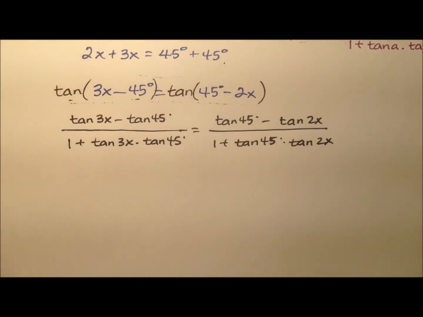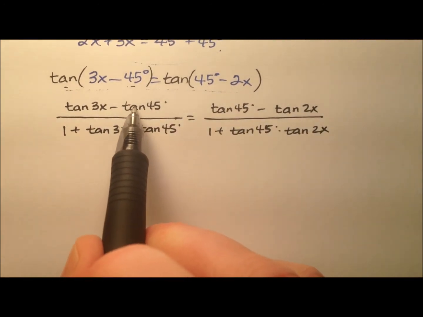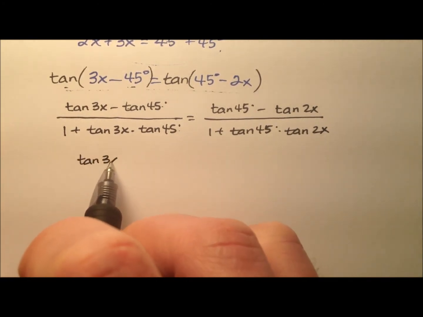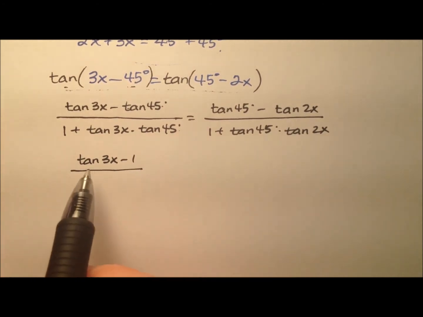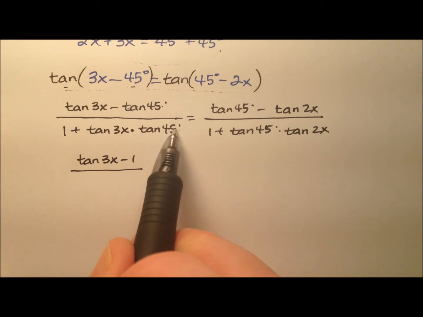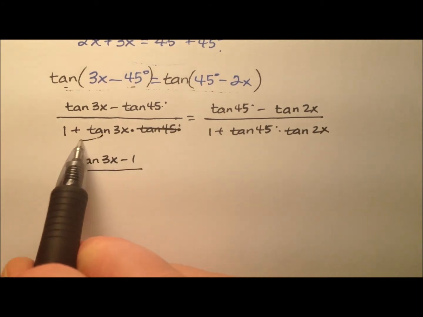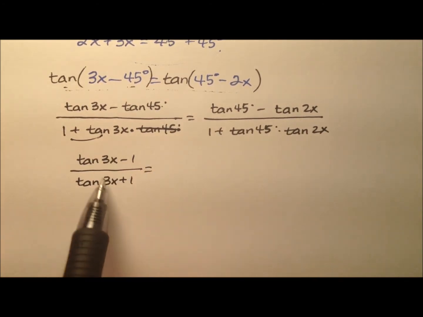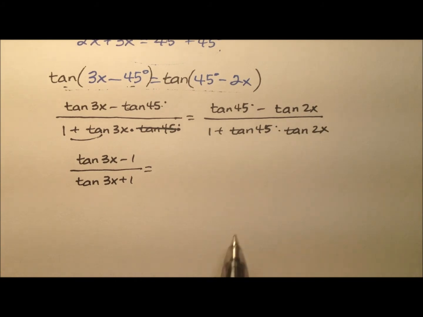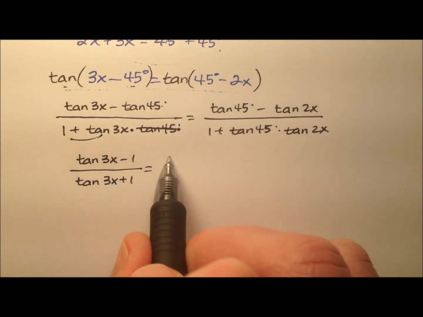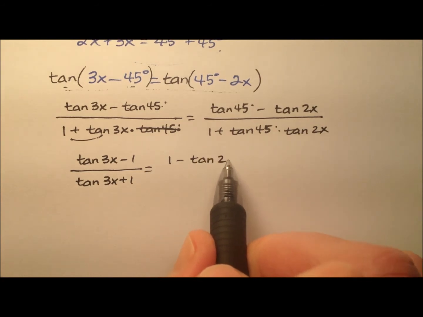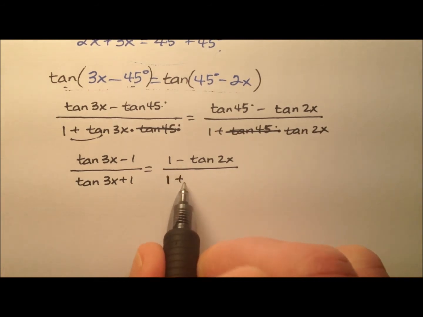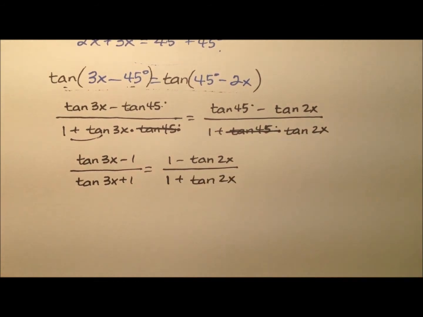So at this point, there's a few things that I can do outright. Let's go ahead and take these tangent of 45s and make them all 1. So this is the tangent of 3x minus 1 all over, and let's see, this multiplication by 1 here can just go away. And let's go ahead and switch the order of these two terms. So I have the tangent of 3x plus 1, just so I can have this similarity in the numerator and denominator. And so over here on the right side, I have a 1 minus the tangent of 2x. And that's being divided by, and that's a multiplication by 1, so 1 plus the tangent of 2x.